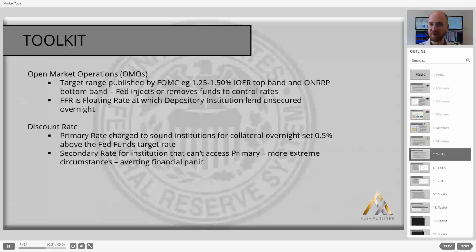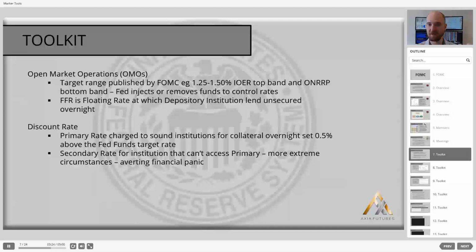What would be seen as even worse is if they use the secondary discount rate. Now this is for an institution that can't access that primary rate. It's often used in extreme circumstances to avert some kind of market panic, to avert a credit crunch. So there is a large stigma attached to this second rate and the discount rate. Something that was focused on a lot in 2008. Banks that were needing to access this were implicitly showing that they were in quite a lot of trouble because other banks were not willing to lend to them.